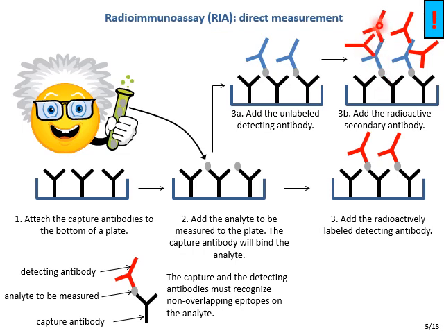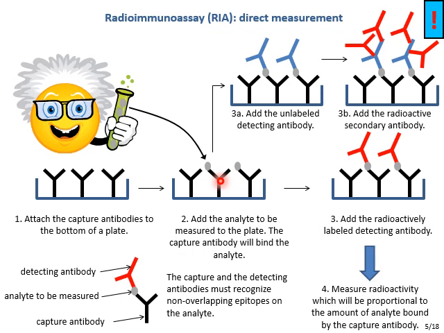The number of these radioactively labeled secondary antibodies will be proportional to how many growth hormones have been bound by the capture antibodies in the first step. So the principle is the same. The measured radioactivity, basically the number of bound radioactive antibodies, will be proportional to the concentration of the analyte in the original sample.